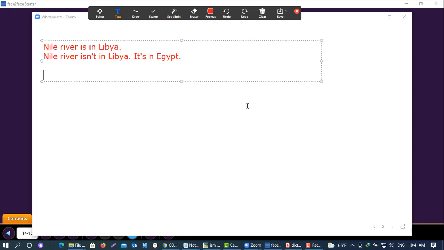Everyone, tell me a wrong sentence, but about information people can know. Something people know and you say it wrong. Who can tell me? Cristiano Ronaldo is an American player. Very good.